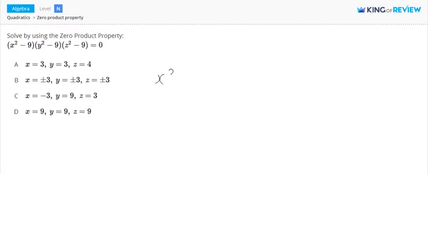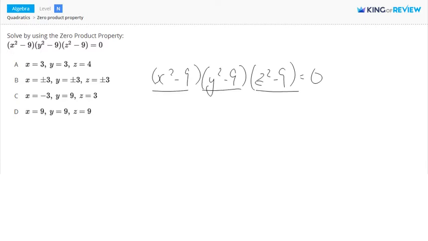So let's write this down. Y squared minus 9 and z squared minus 9 is equal to 0. Now, if you notice, it looks pretty much the same all the way, but just with different variables. So you know already that all of these are going to have the same answer. So let's just solve for x squared minus 9 equals 0.